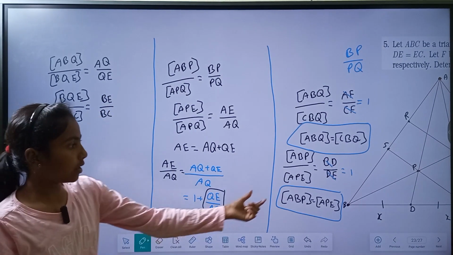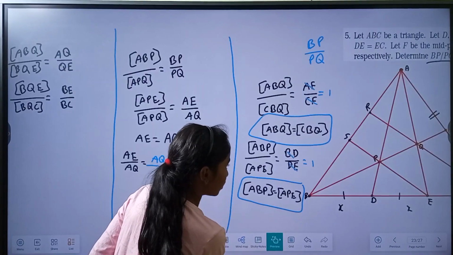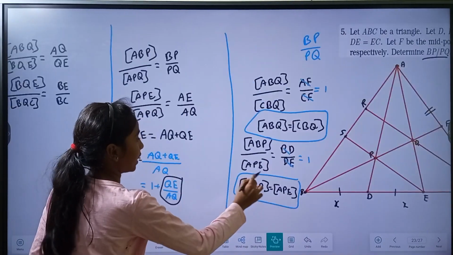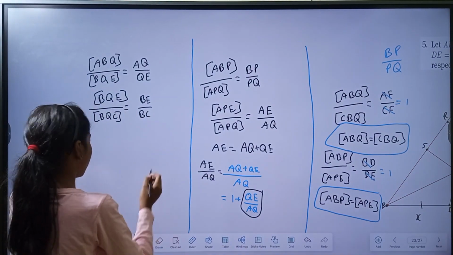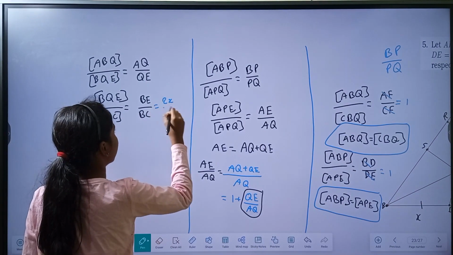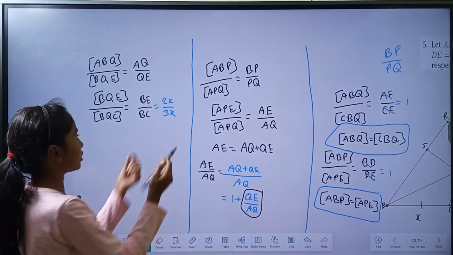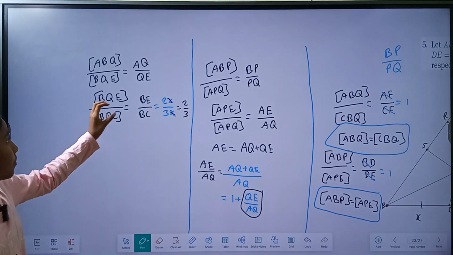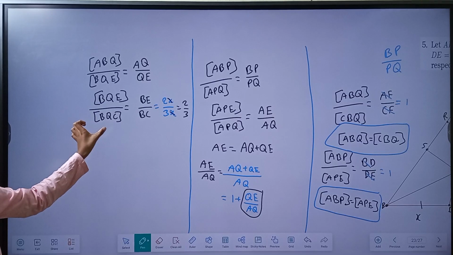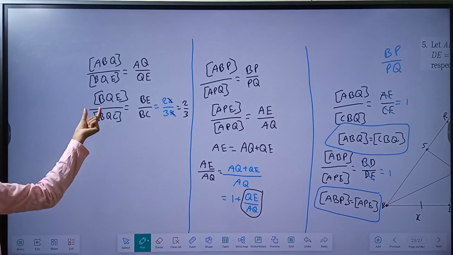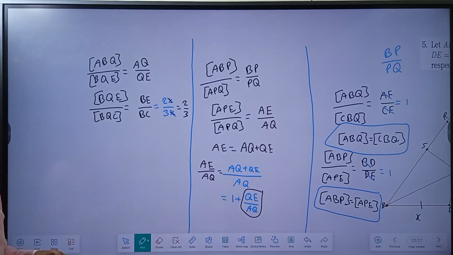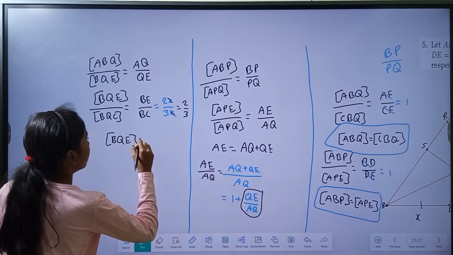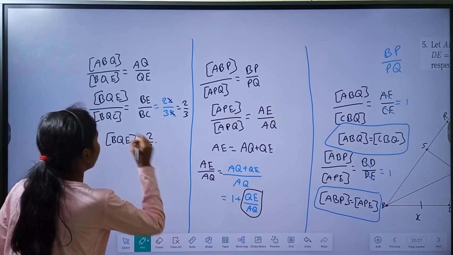Now here we have BE equal to 2x, BC equal to 3x. We can put those values: 2x divided by 3x. We can cancel x to get the value 2 by 3. So BQE divided by BQC equals 2 by 3. From this, we can get the value of BQE: BQE equals 2 by 3 into BQC.